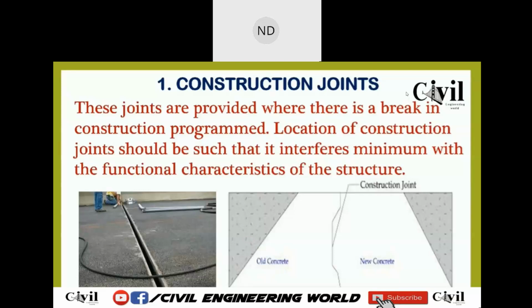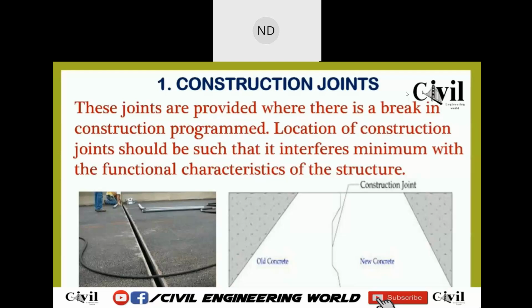In huge projects, sometimes concrete is poured in more than one step. Disruption in man hours creates a problem such that we cannot pour concrete in a single go. So in order to remove this kind of problem, we provide a construction joint.